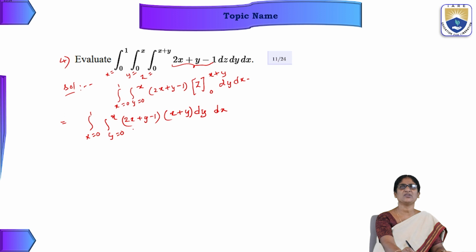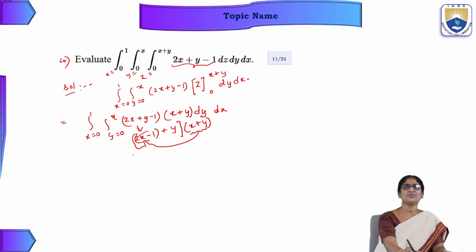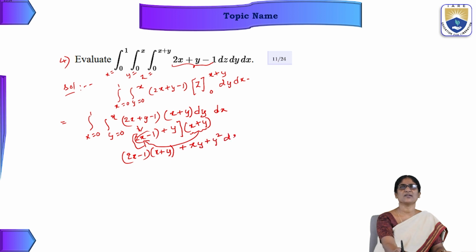Now the next variable that we need to do is with respect to y. So let us do this, and this can be written as 2x minus 1 plus y, so that the outer bracket can be written as x plus y. Slowly you multiply this totally, so that the integral becomes very easy here. So you have 2x into 2x minus 1 into x plus y, plus xy plus y square. This is what we got, into dx.